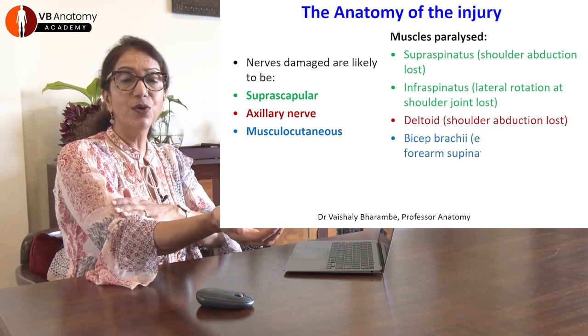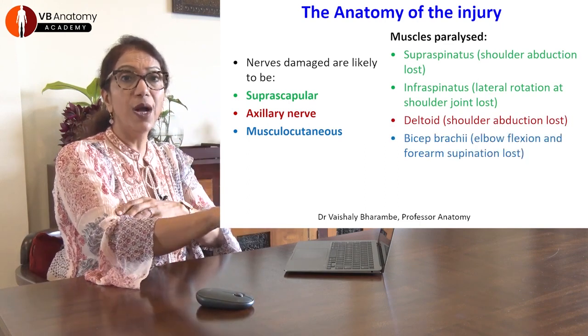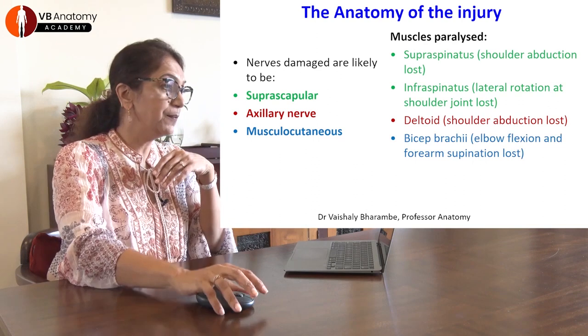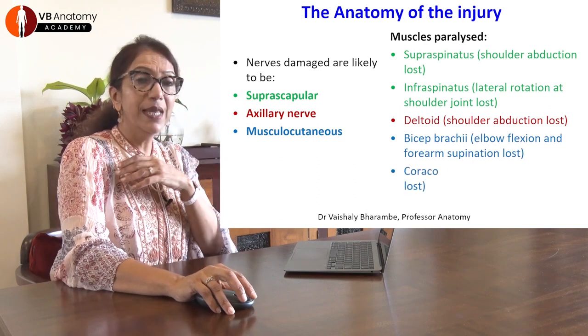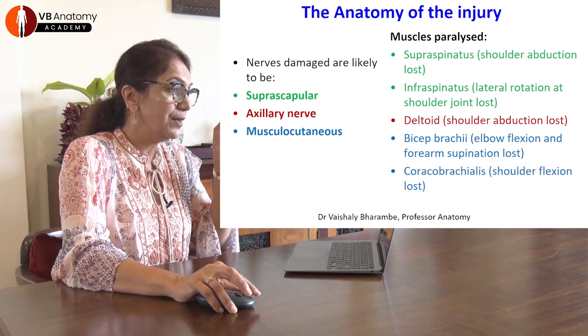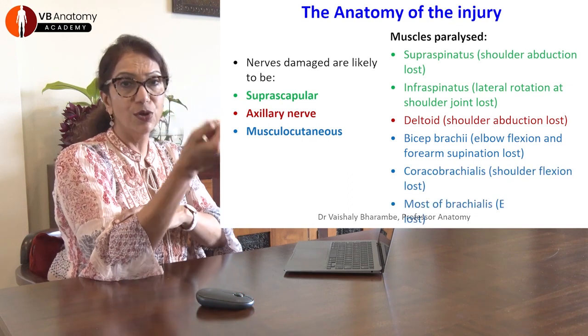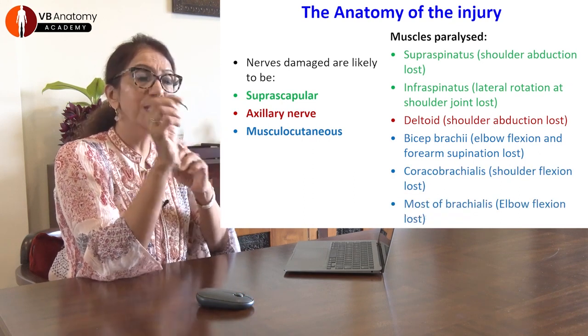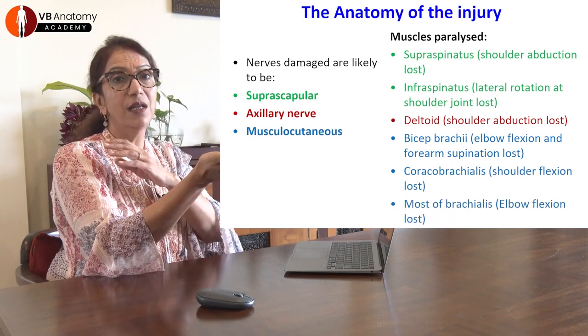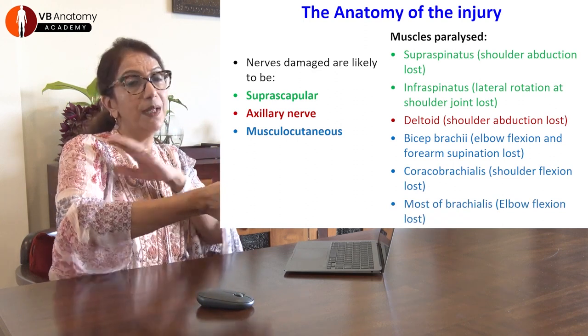Musculocutaneous nerve: your biceps is gone, you can't flex, you can't supinate. Okay? Coracobrachialis, loss of flexion of the shoulder. Most of the brachialis, loss of elbow flexion. So the patient is not able to flex the elbow, not able to abduct the shoulder.